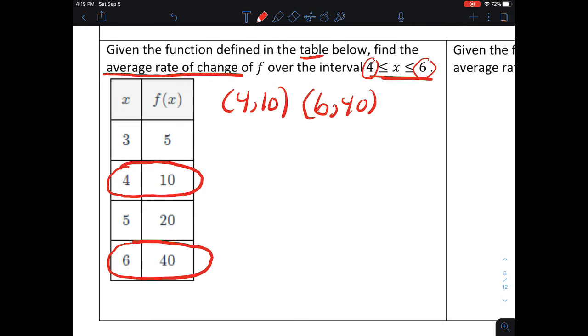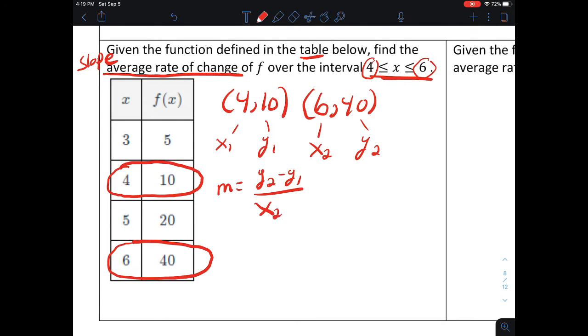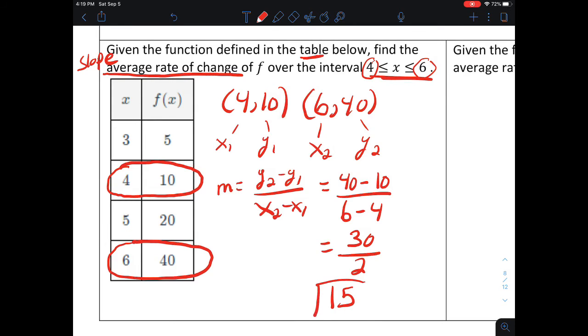Since we're looking for average rate of change, which is the same thing as the slope, we're going to use our slope formula. So I got x1, y1, x2, y2. It says the slope of a line that passes through 2 points is y2 minus y1 over x2 minus x1. Plug in our numbers. So y2 is 40 minus y1 is 10 over x2 is 6 minus x1 is 4. And that gives us 30 over 2. We have our average rate of change. 30 over 2 is 15.